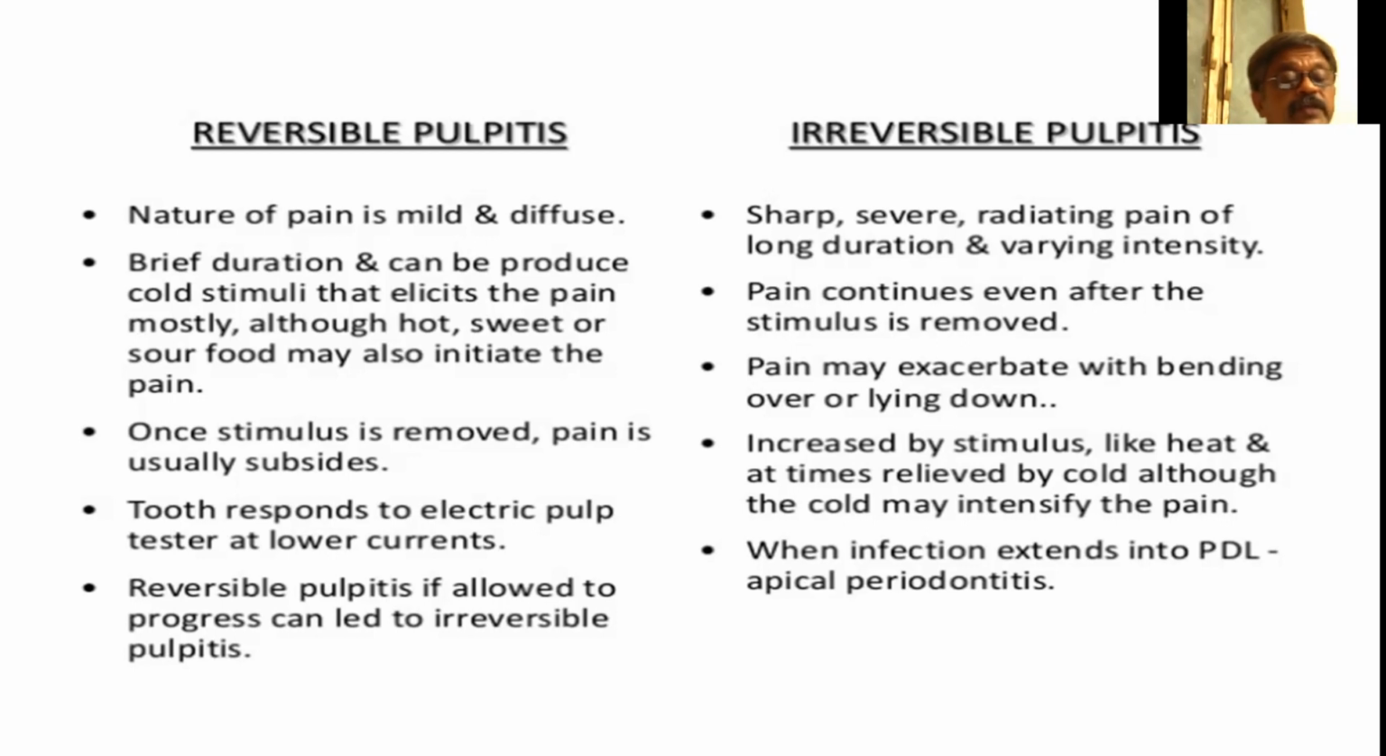Tooth response to the electric pulp test is low currents increased by stimuli like heat and at times relieved by cold, although the cold may intensify the pain. Reversible pulpitis, if allowed to progress, can lead to irreversible pulpitis when infection extends, leading to apical periodontitis. This is all for today.